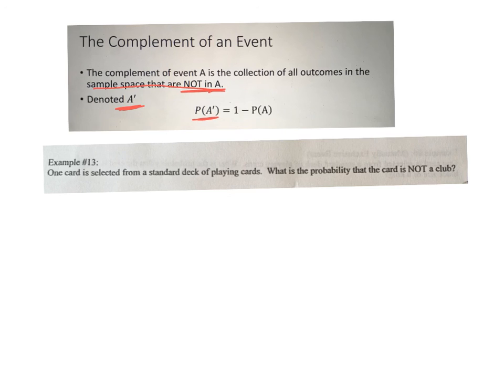The probability that a card is not a club would be 1 minus the probability that it is a club. The probability that a card is a club, there are 13 clubs out of 52. So we can subtract and simplify and get 3/4.